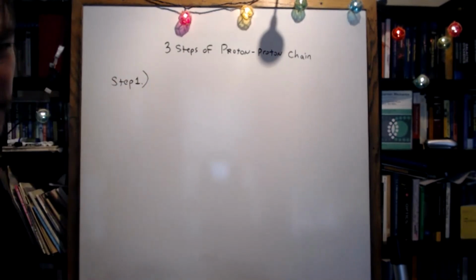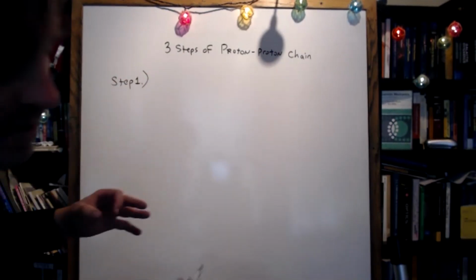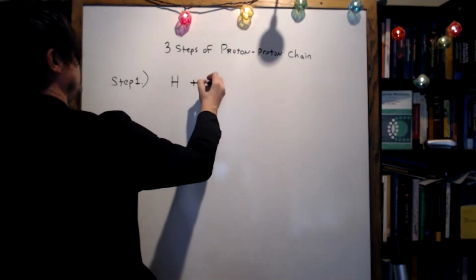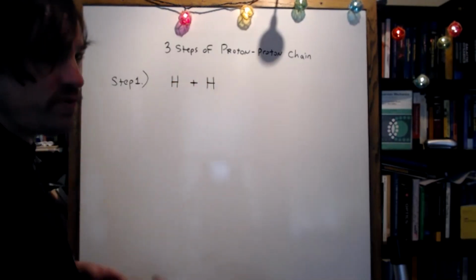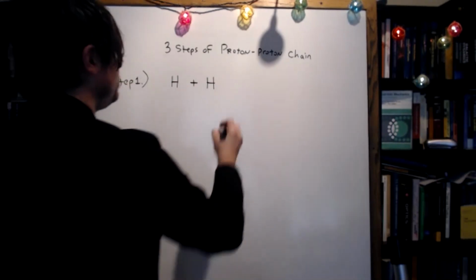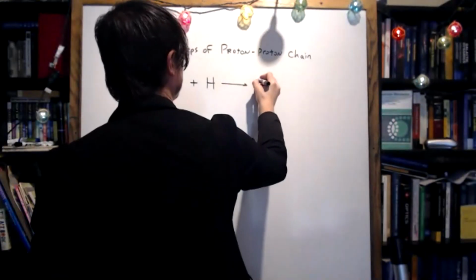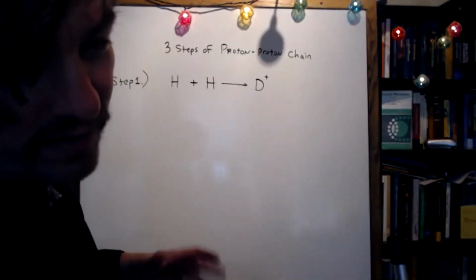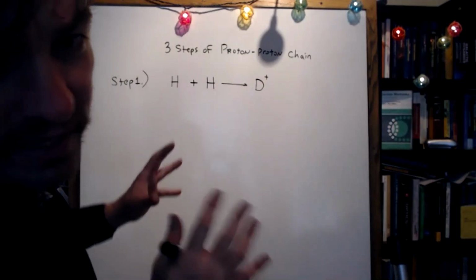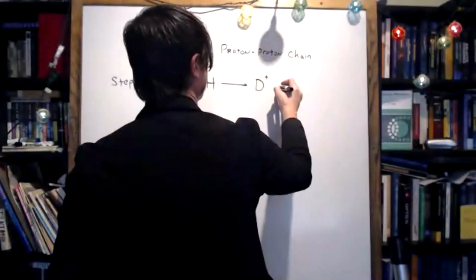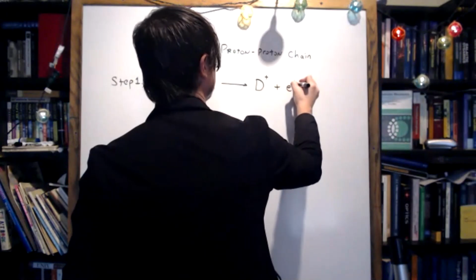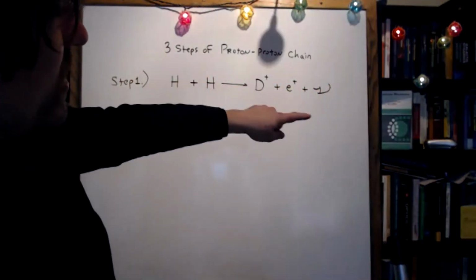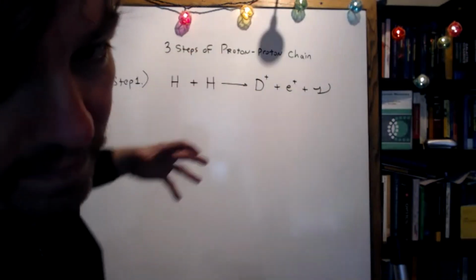Step 1's kind of a doozy. If we were to write it in chemical notation, we would write a hydrogen fuses to another hydrogen, it creates a particle called a deuteron. This is going to sound like total Greek to you guys for just a minute here. It's going to create a deuteron, a positron, and a neutrino. Okay, I'm going to explain each of these labels, and then we're going to draw a picture.